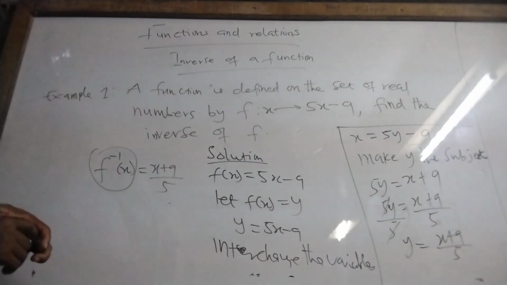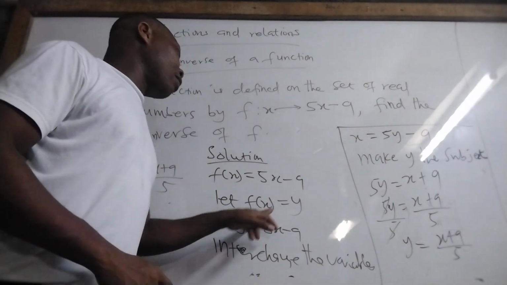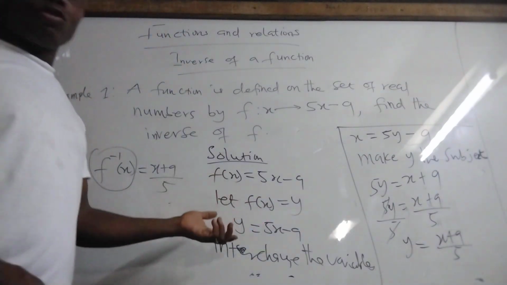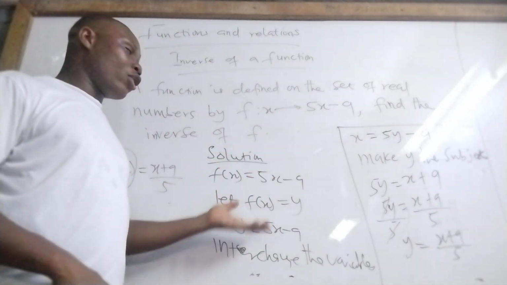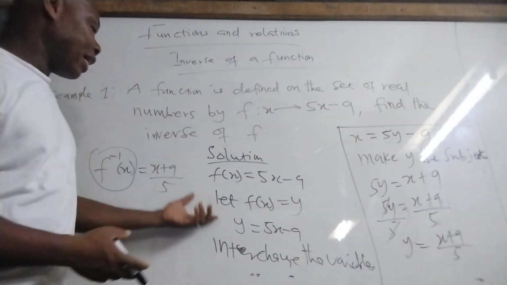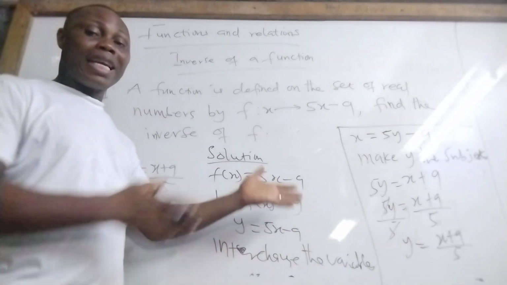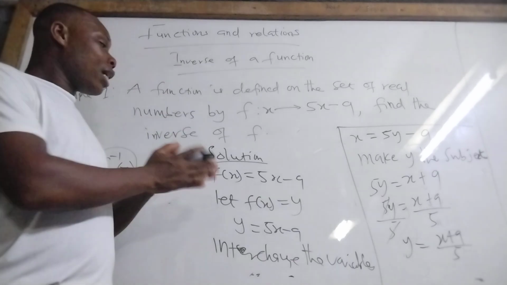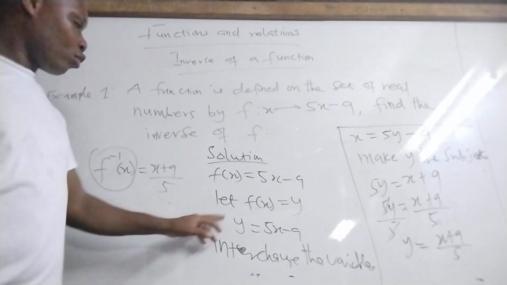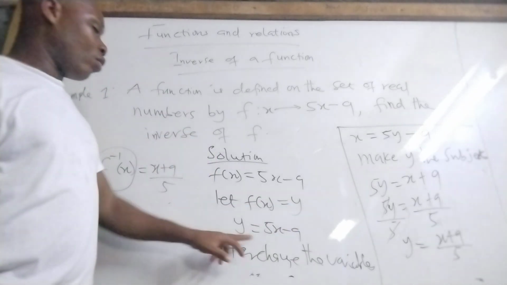The steps again: you will let f of x be equal to y. It's not all the time that the question is going to be f of x. Sometimes it's going to be f of y, f of q, f of t. So you just let the function be equal to any variable that you want. Here we are using y because we have x in the question already. So we let f of x be y. So that's the first step.